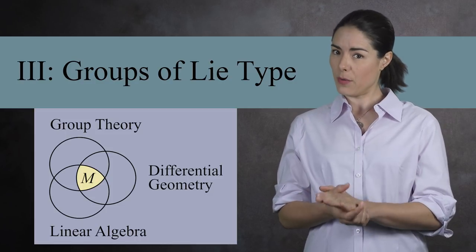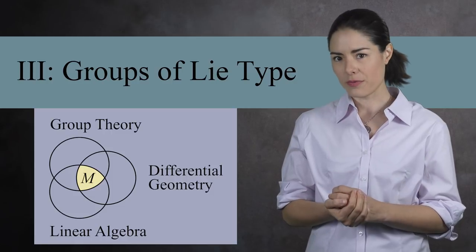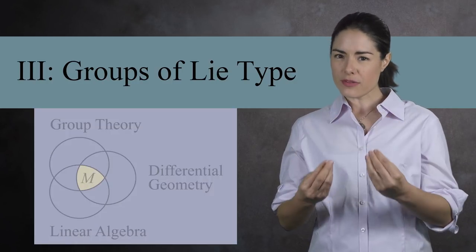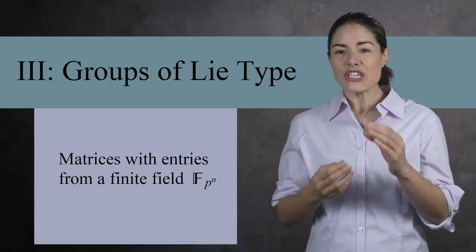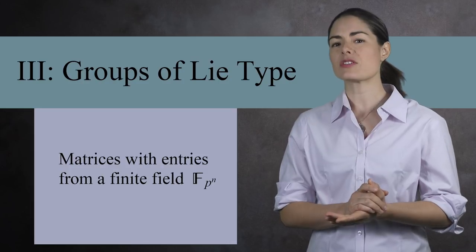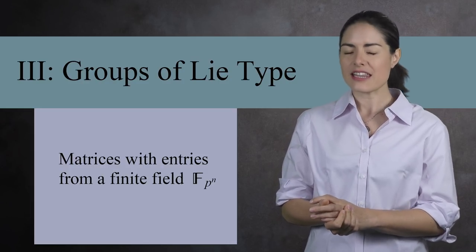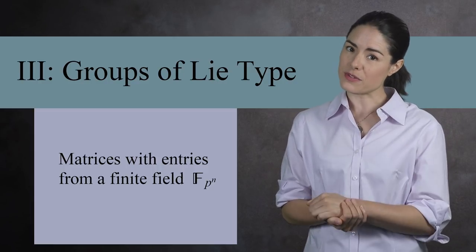There's one problem, however. Like the circle, this Lie group is an infinite group. Mathematicians were looking for finite simple groups. One way around this problem was to look at matrices with entries from a finite field. Using a variety of techniques, mathematicians were able to uncover a vast collection of finite simple groups. These are called groups of Lie type because of the similarity to Lie groups.